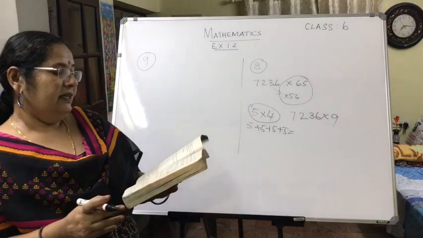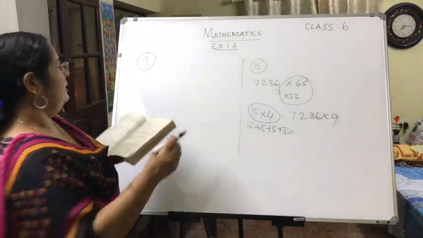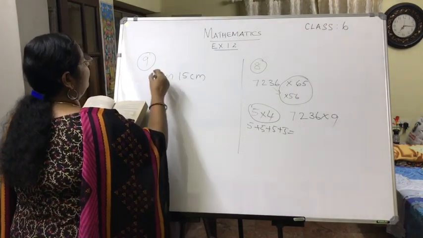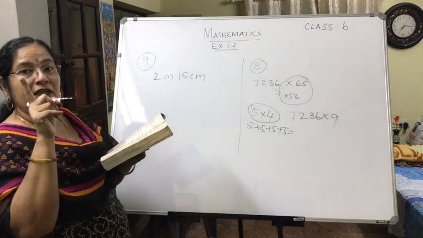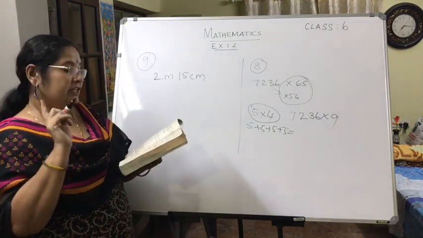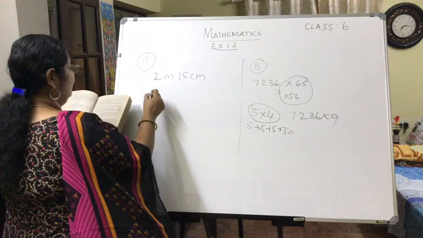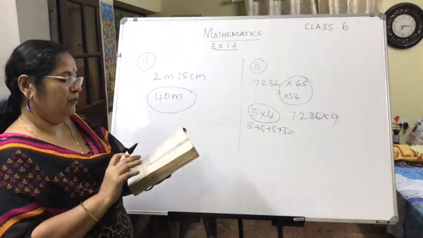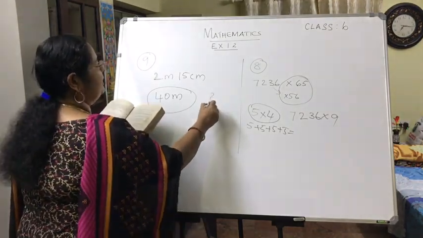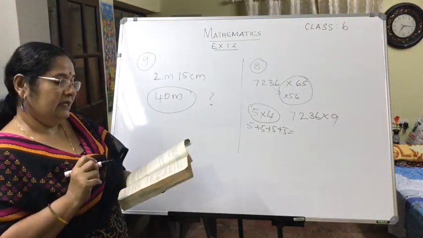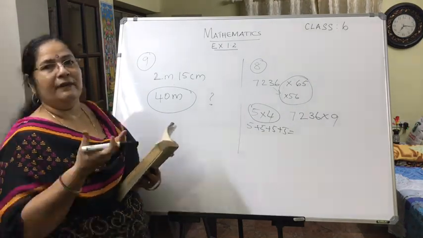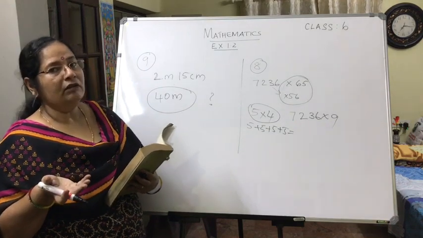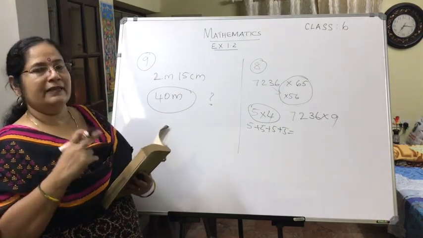The question reads, to stitch a shirt 2 meter 15 centimeter cloth is required. For making one shirt, 2 meter and 15 centimeter cloth is required. You are having 40 meter cloth with you. How many shirts can be stitched? And how much cloth will remain? With this 40 meters, how many shirts can you stitch? After stitching that, will there be any cloth left? So there are two parts to the question.